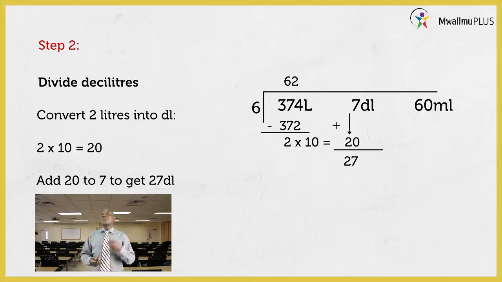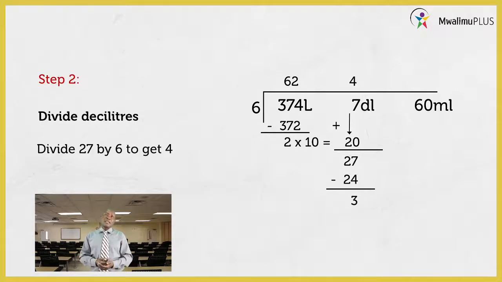Another step, we are going to divide 27 by 6. If we divide 27 by 6, learners, that will give us what? Well, good. That will give us 4. So we've got 4 on top and we multiply 4 by 6 to give us 24, right? Then we subtract 24 from 27 to give us 3. So we have 3 dl as the remainder.